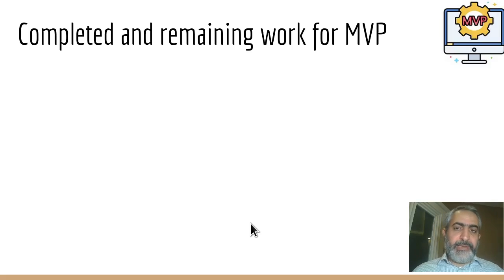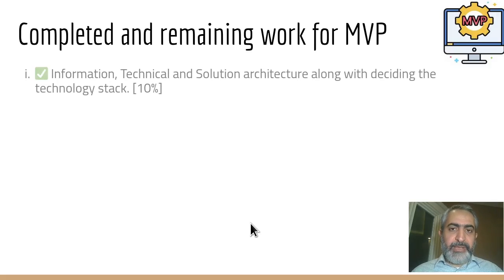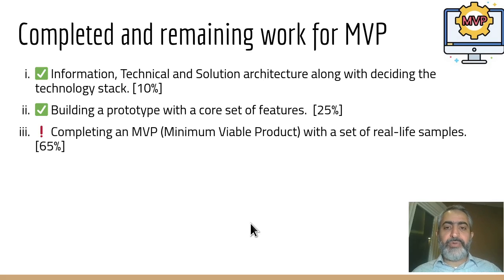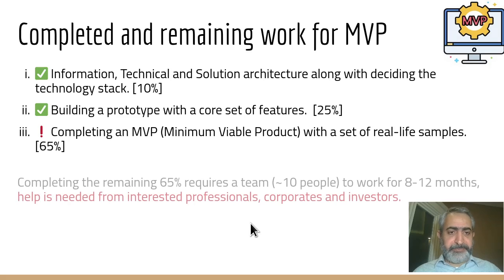Where do I stand currently with this platform? The milestone I would like to hit next is the MVP, the minimum viable product. Out of that, I completed the first milestone, which is establishing the information, technical and solution architecture, along with deciding the technology stack. I also completed a prototype with a core set of features, a working prototype. And now what remains is the remainder of the work that takes me into the actual MVP. And with that, I would also like to run a set of real-life samples, where I can actually prove that it's working as expected.